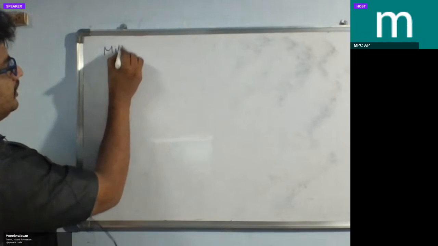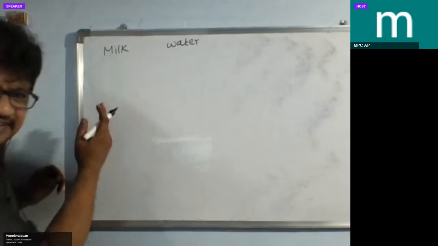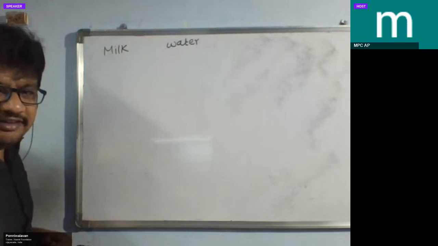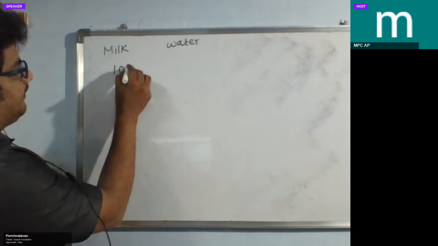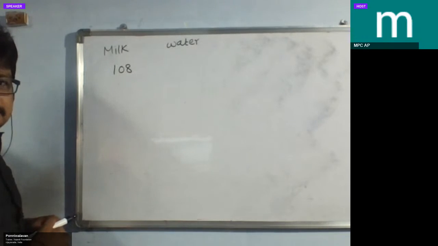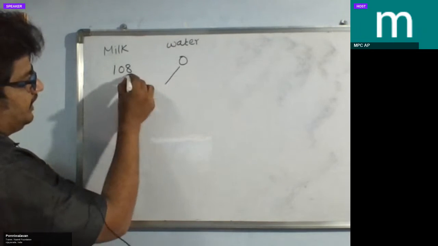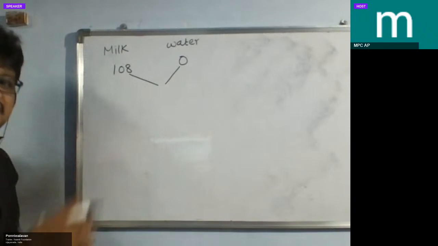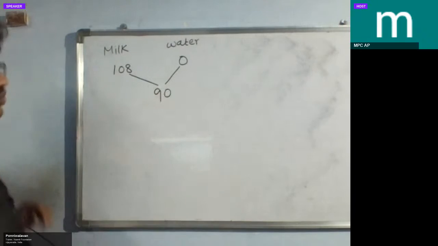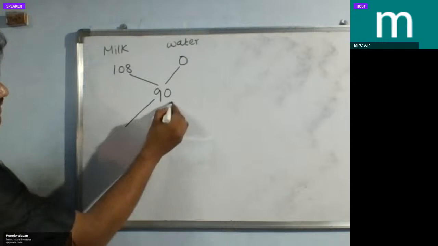Okay. What are the things we are mixing? Milk and water. What is the rate of pure milk? Just listen, very simple method. 108 paise. What is the rate of water? 0. If we mix, what is the mixture value we are getting? 90. Super. Okay, now put it like this.